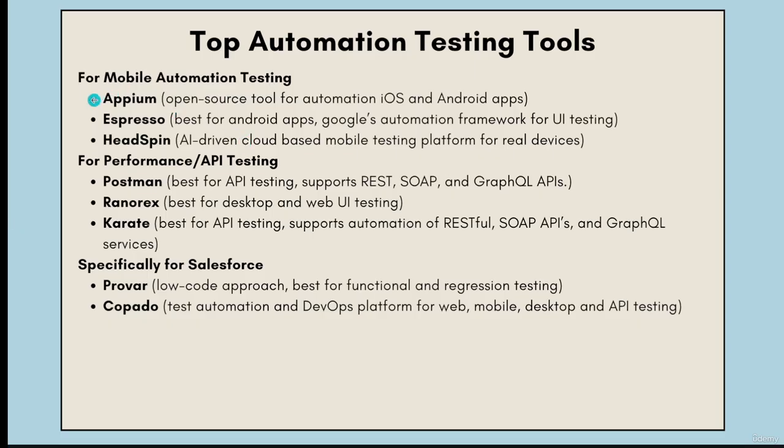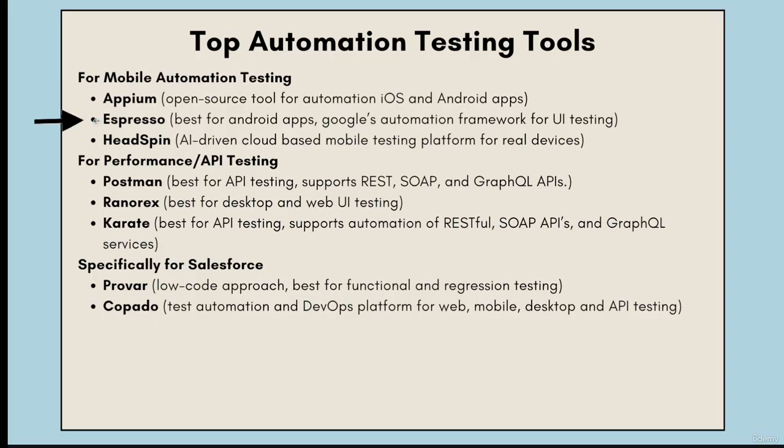So Appium for mobile automation. Appium is also open source. It's the mobile application automation for Android and iOS, Apple. It supports multiple languages, including Java, Python, and JavaScript. Why is that one popular? Because it works across platforms without modifying app code. It supports native, hybrid, and web mobile apps.